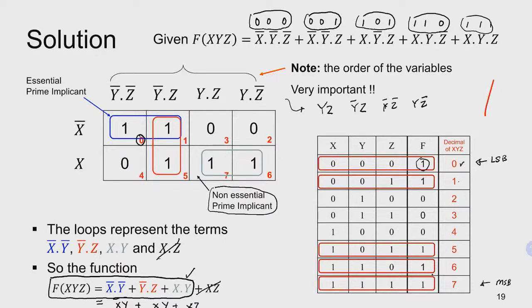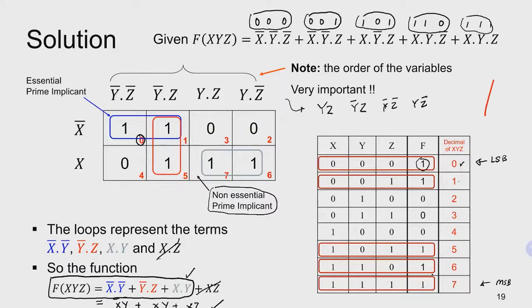Okay, so does that answer your question? Do you need further clarification about the non-essential prime implicants? So if I put back the black circle but remove the red loop, is that possible? Yes, you can do that. That will be this function at the bottom.